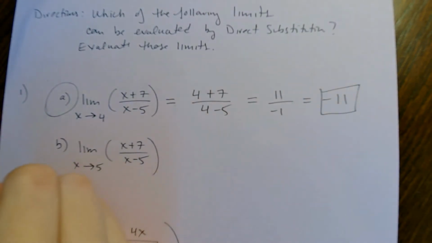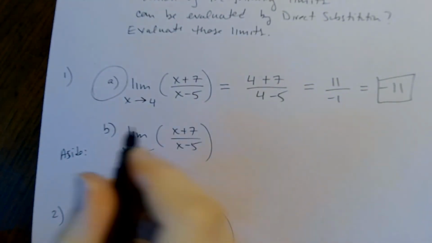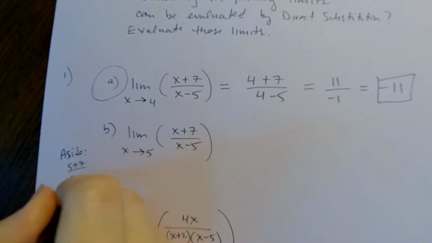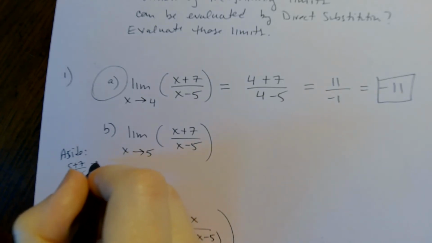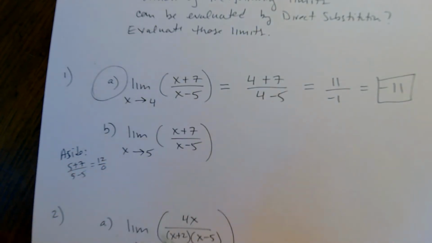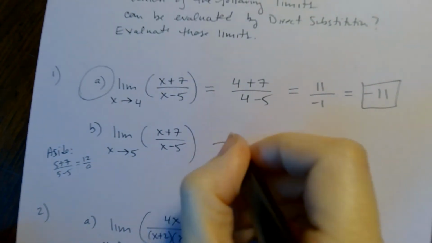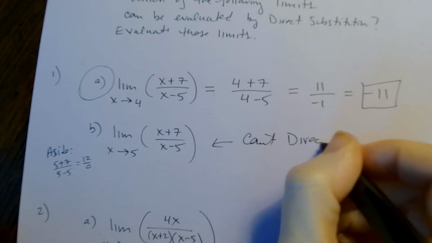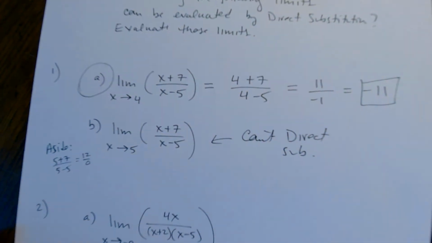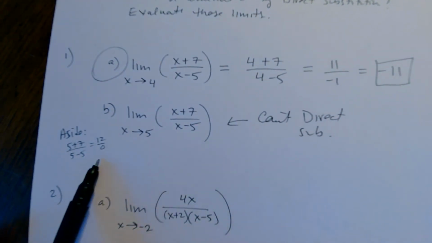Okay, maybe I'll go like this. I'll go aside. Aside, we'd end up, so 5 plus 7 over 5 minus 5 equals, what is that? That's 12 over 0. Can't direct sub. Okay, because of this here.